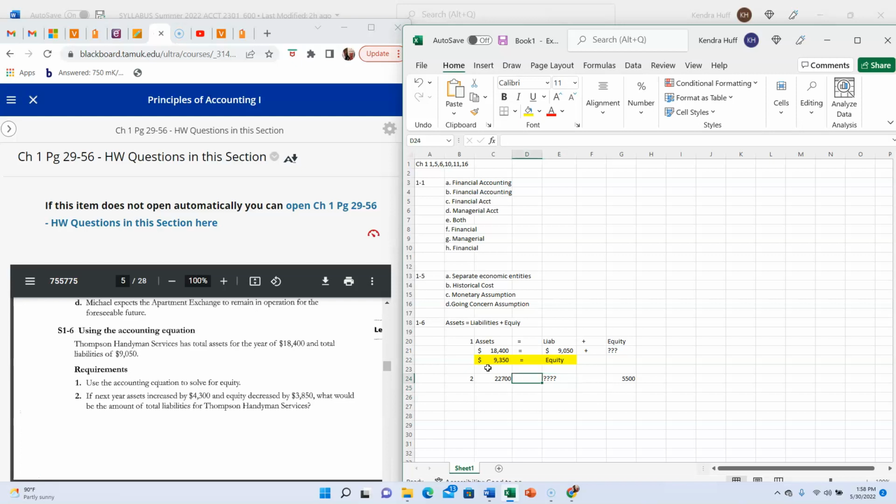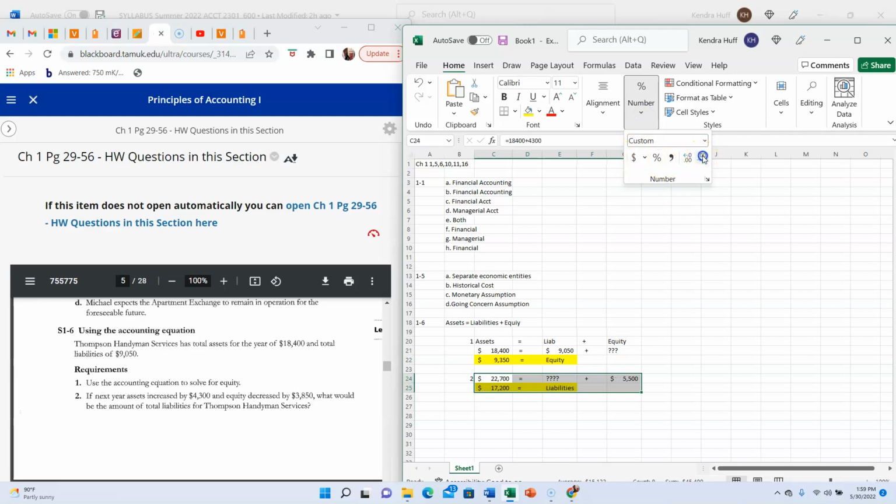We don't know what liabilities are. So once again, we're basically going to subtract the equity from the assets, and that equals my liabilities. That's about the hardest math we'll do in this class. It's pretty straightforward as far as math goes. It's just adding, subtracting, multiplying, dividing, and that's about it.